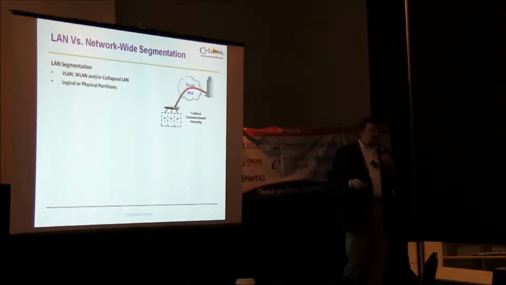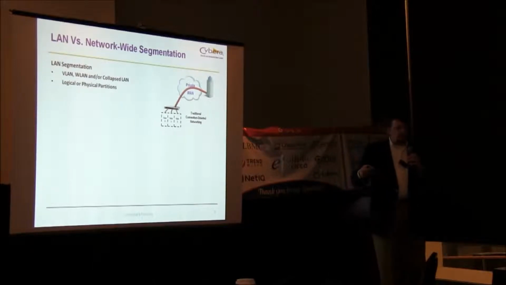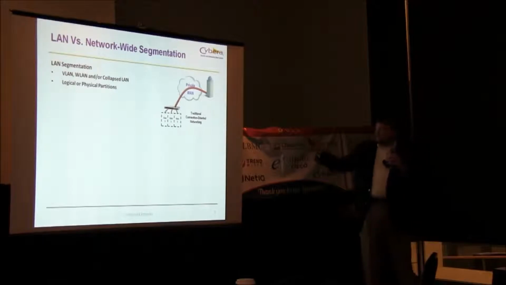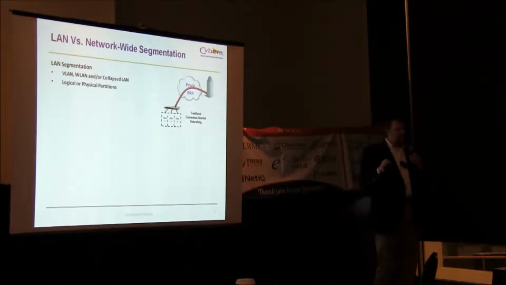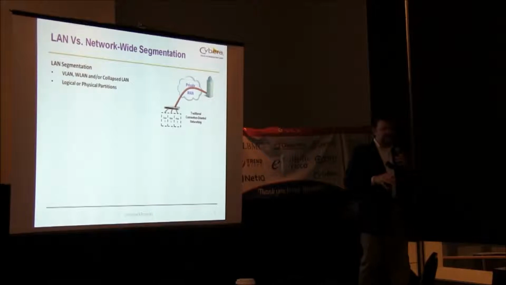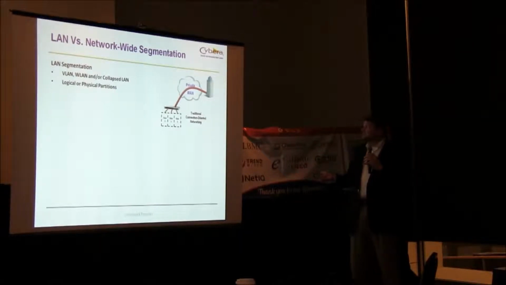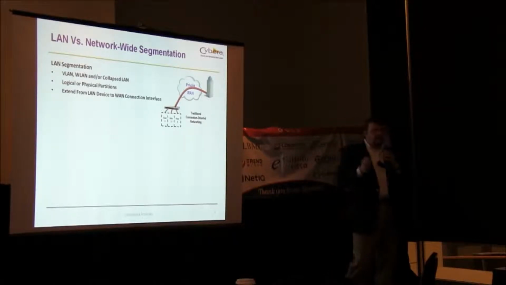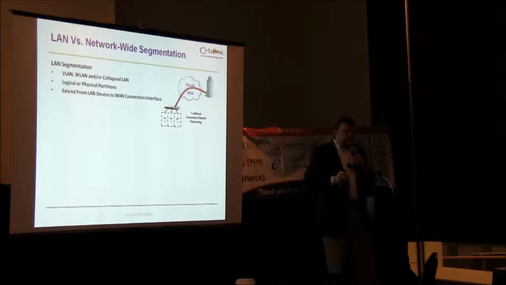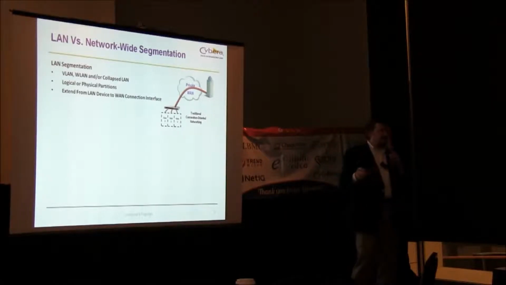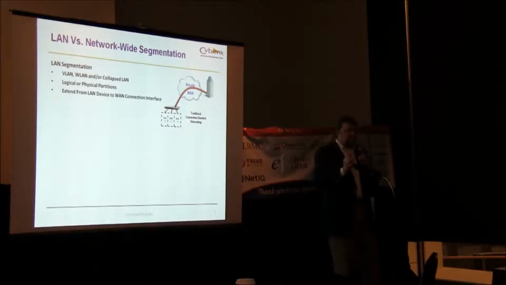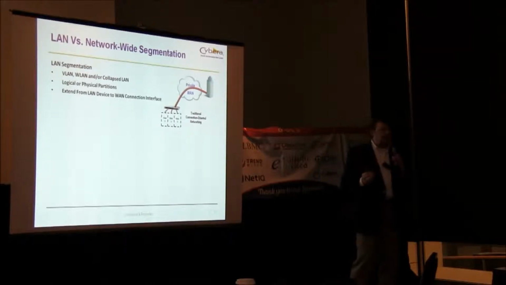You can do logical or physical partitions. Logical partitions would be VLANs or SSIDs. The physical partitions are where you're actually putting in separate switches for each traffic type or even routers. And they extend from the LAN device to the WAN connection interface. And they almost always end there. There are other ways to do it, like adding L2TP tunnels, but that continues to drive more complexity because of the device-specific configuration that has to happen.